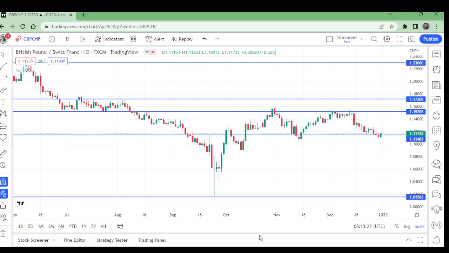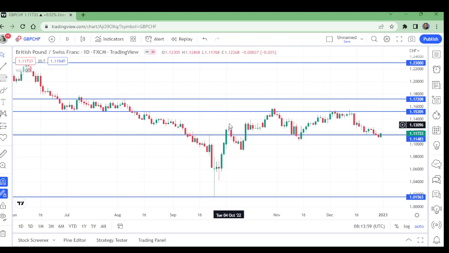This is the chart of GBPCHF. GBPCHF is in an upward trend. This was the first resistance. From this low, this was the high and resistance of the market, and this was the low. So this high and this resistance was broken here.